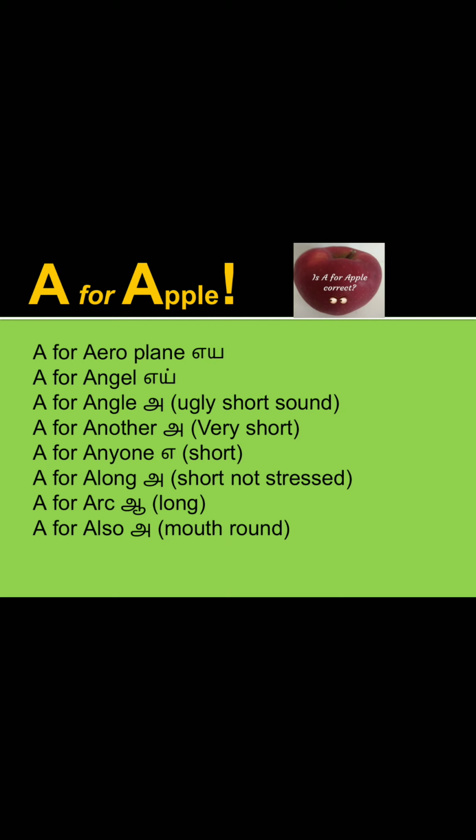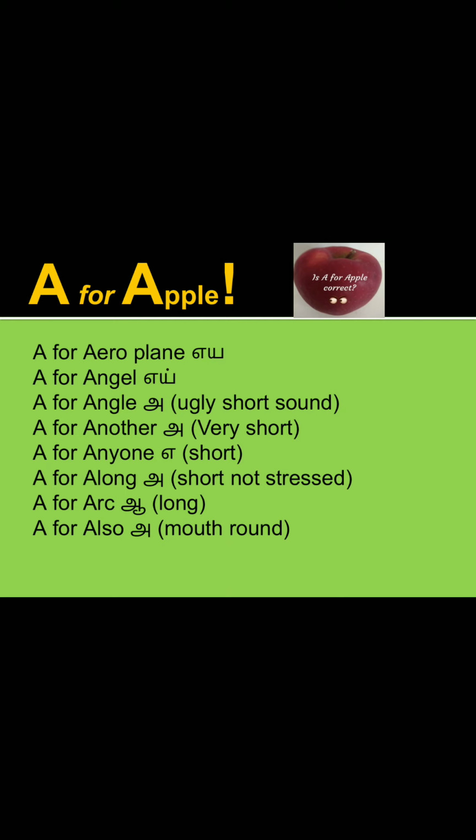Then the fourth one, if you see, A for another. Another. Okay. It is a very short sound again. A for another. Okay. Then A for anyone. This is a short sound, not very short, because it is heard. Anyone. Okay. A sound. Not A sound, it's A sound. So anyone.